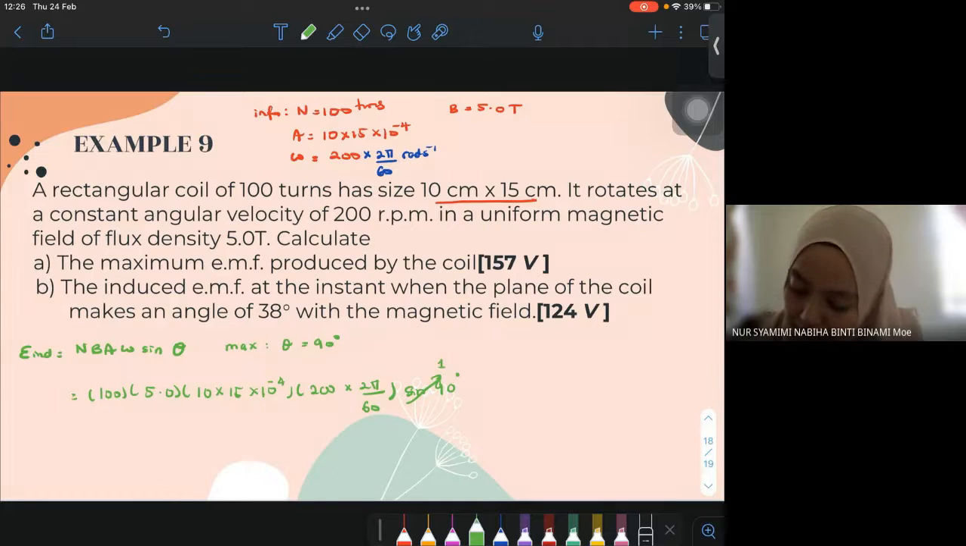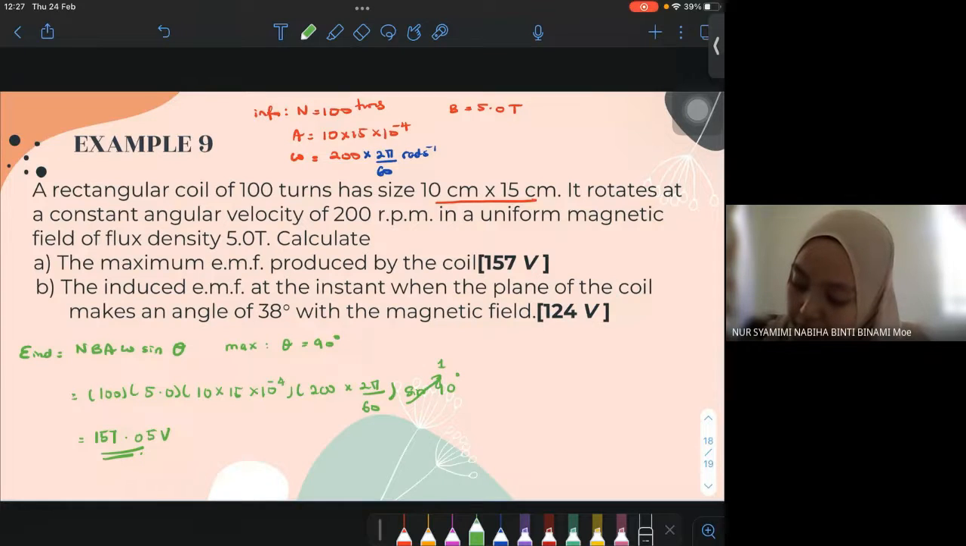So help me, what is the value of E induced for the rotating coil? Maximum. What is it? 157.05 volt. So you should get the same answer as mine.